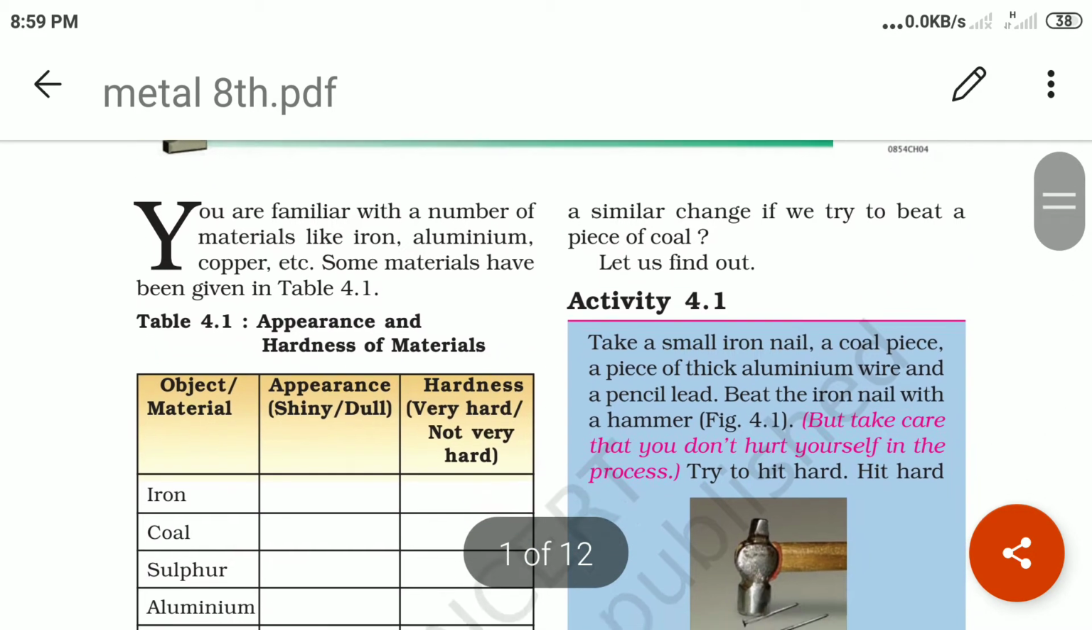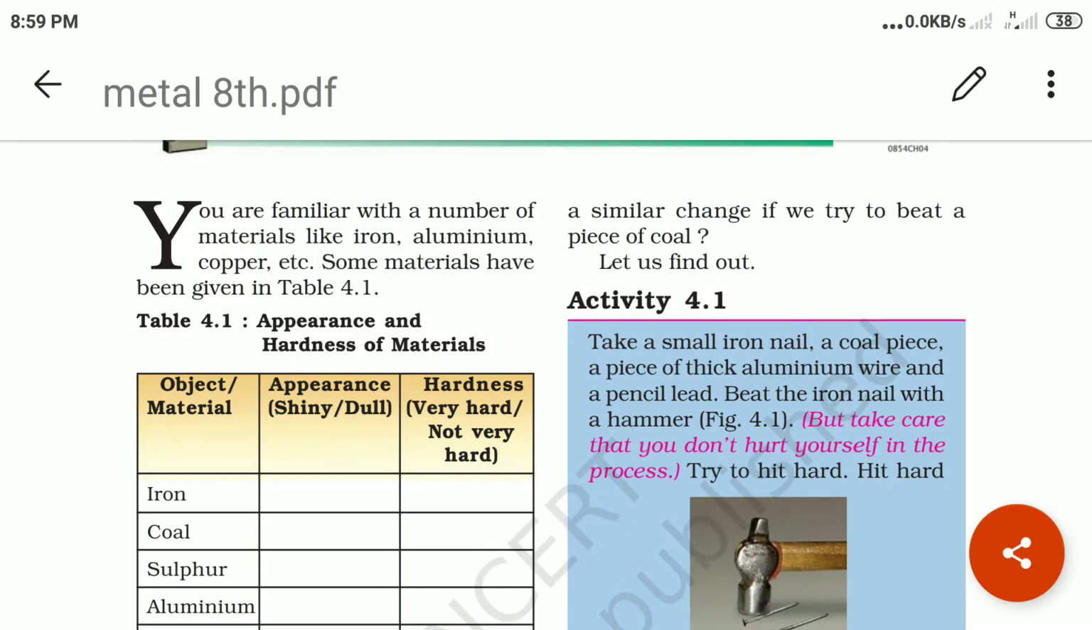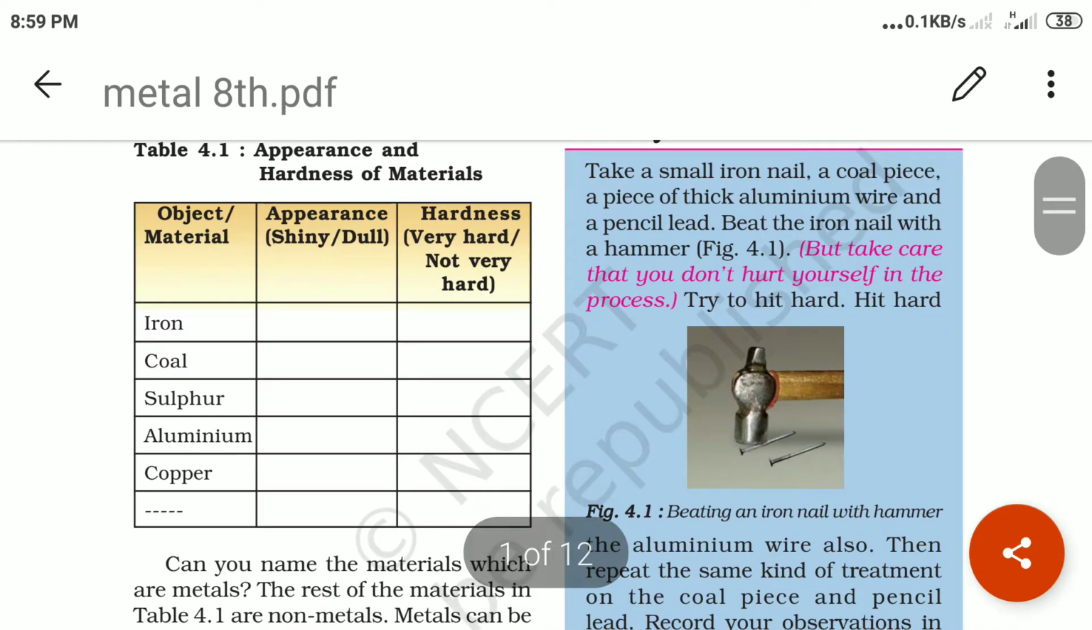Would you expect a similar change if you tried to beat a piece of coal? Is it possible? When we are beating on coal, or on the bricks we use to build, is it possible? No. Why? Because of their property. Here is one activity.